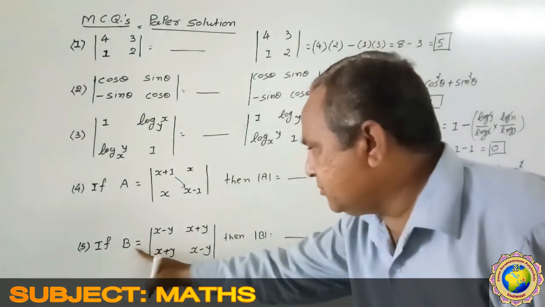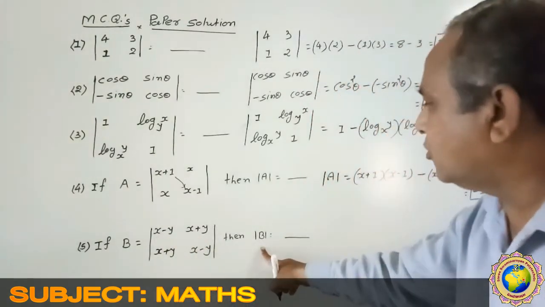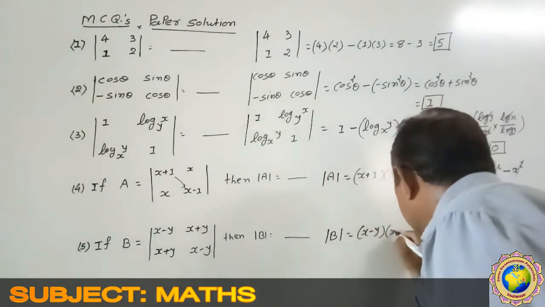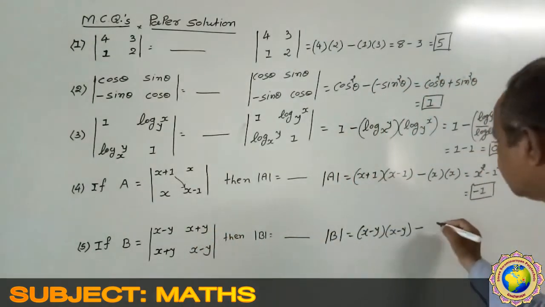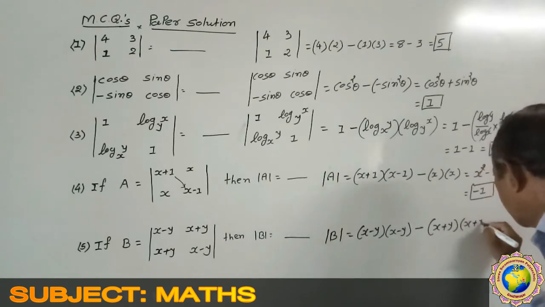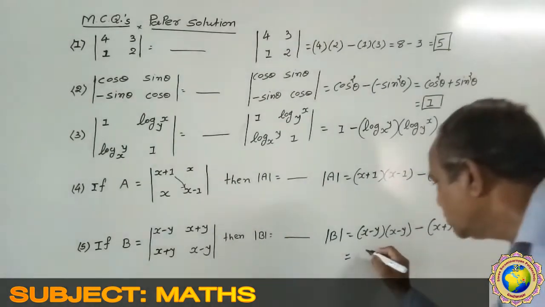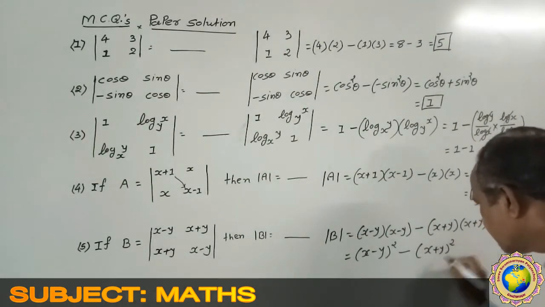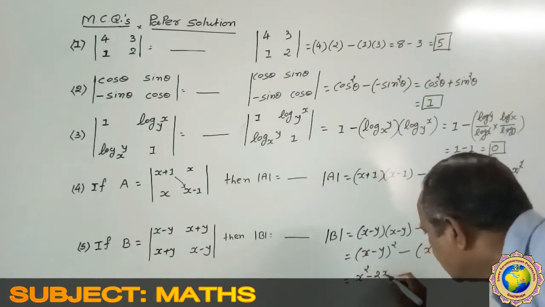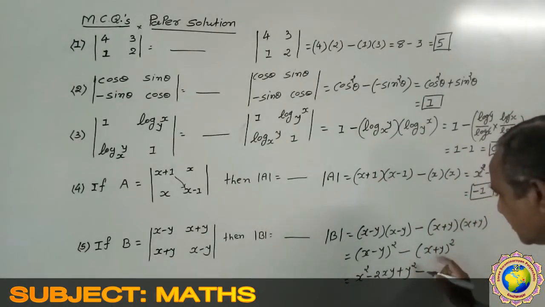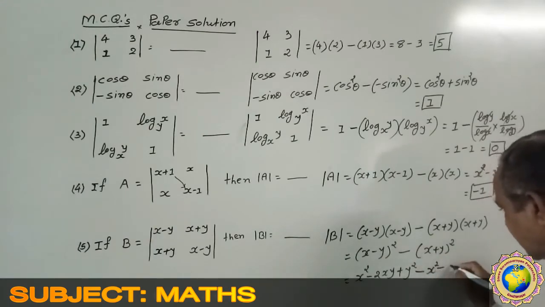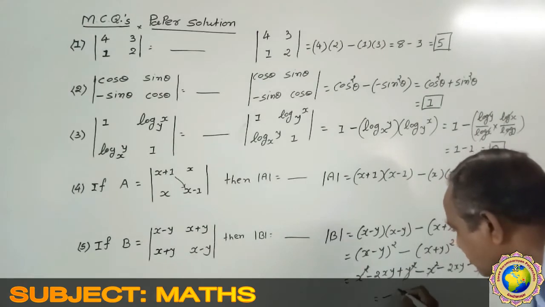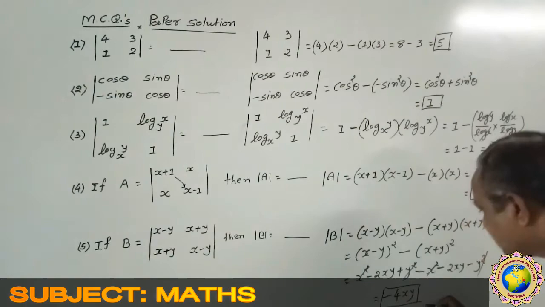Now fifth. Similarly, B is equal to the matrix x minus y, x plus y, x plus y, x minus y, then mod B is x minus y multiplied by x minus y, minus x plus y multiplied by x plus y. So it is x minus y whole square minus x plus y whole square. That is x square minus 2xy plus y square minus x square minus 2xy minus y square. The y square terms cancel, and it is equal to minus 4xy. That is your answer. Okay.